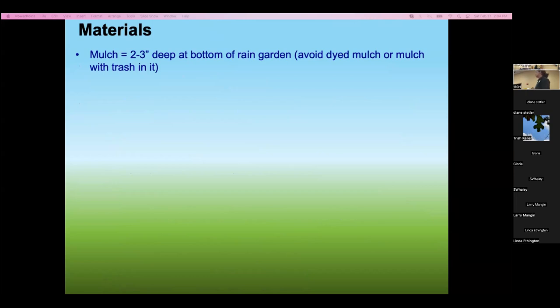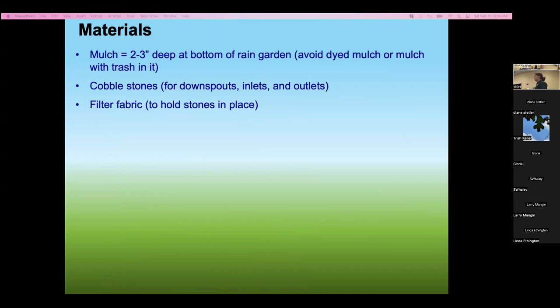Materials. So you're going to want to have mulch about 2 to 3 inches or so deep. Try to avoid any dyed mulch or any mulch that has trash or debris in it that you wouldn't want in your garden. Cobblestones, so these are for your downspouts, your inlets, and your outlets. Again, just to help with the flow, slow the velocity. Filter fabric. You don't want your stones washing into the soil and getting away from you or washing downwards. So the filter fabric helps hold the stones in place.